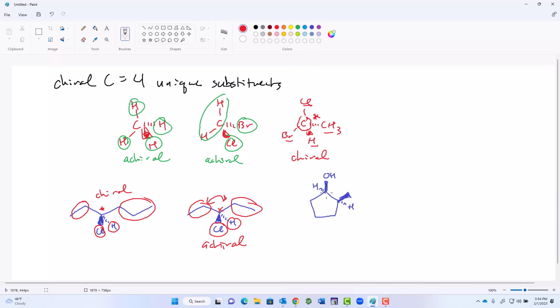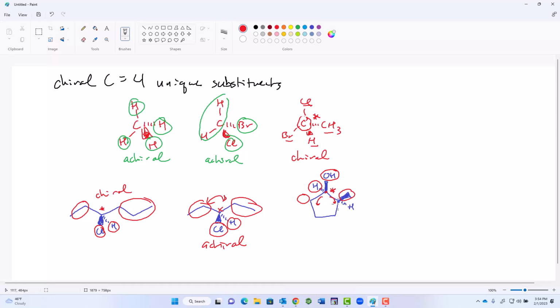Say I want to examine this carbon here and determine if it's chiral. So we look, we have an OH, we have an H. And if we're examining around the ring, we see that this direction around the ring is slightly different than this direction around the ring. In this case, we have a methyl group on this side, but no methyl on this side. So since the directions around the ring are different, we would indeed call this carbon chiral.